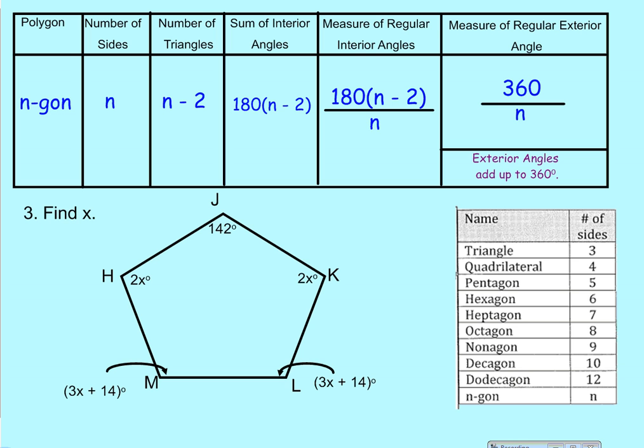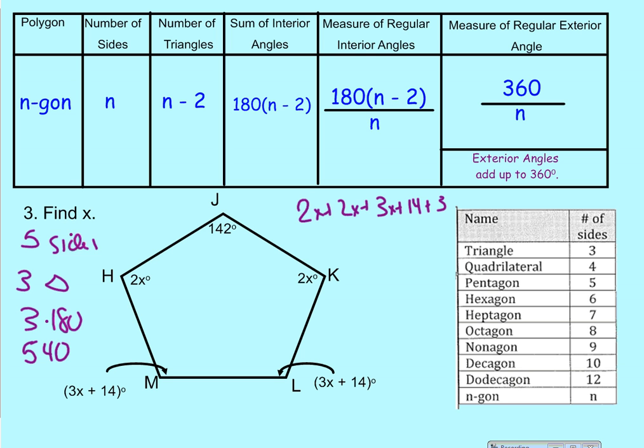Okay, look at this big mess. So we have a pentagon. Pentagon's got 5 sides. That's fine. We're assuming that some are, some are not. Oh, they are. Okay. So my sum, 5 sides, 3 triangles. So 3 times 180 is 540. So that means all of these together equal 540. So 2x plus 2x plus 3x plus 14 plus 3x plus 14 plus 142 all equals 540.